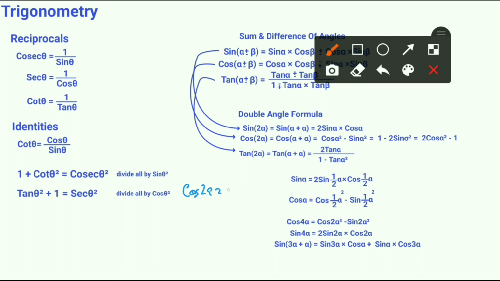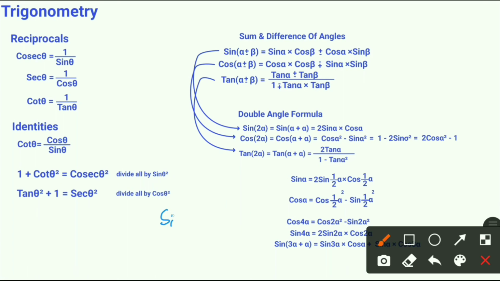If it's cos 2a, then cos square minus sine square. If it's cos 4a, then cos 2a square minus sine 2a square. If it's sine of (3a plus a), then sine 3a multiplied by cos a plus sine a multiplied by cos 3a. Okay, and that's it. Doing the question now.